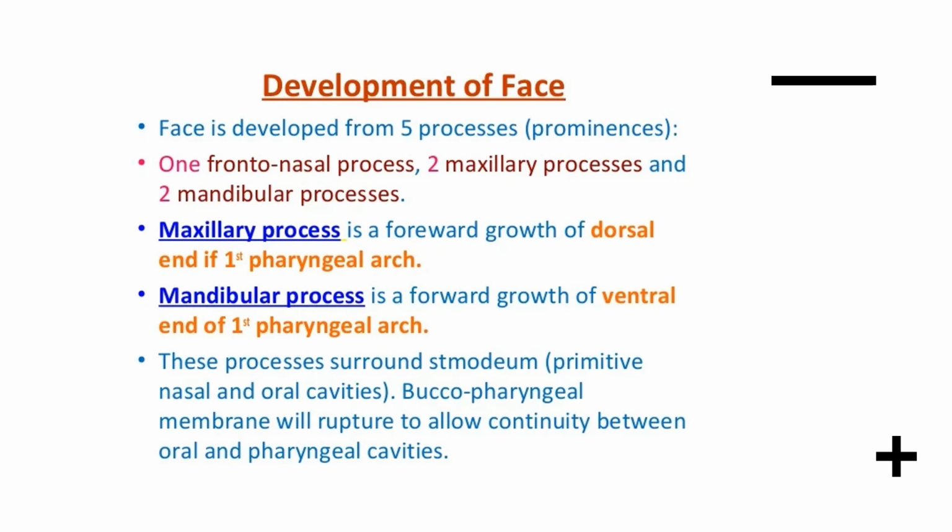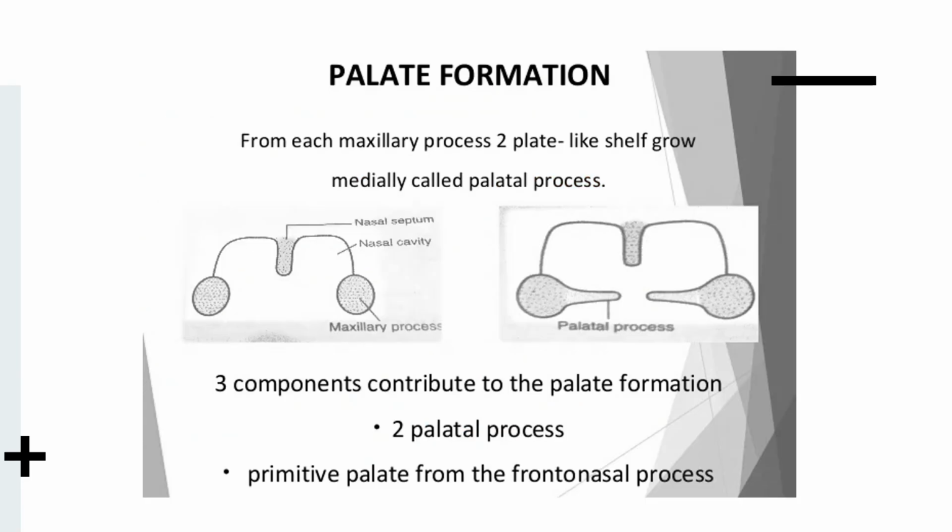So the maxillary process is a forward growth of the dorsal end of the first pharyngeal arch, and the mandibular process is a forward growth of the ventral end of the first pharyngeal arch. So both the maxillary process and mandibular process develop from the first pharyngeal arch. That is an MCQ point. Then again, palate formation, how it happens. So two plate-like shelves extend medially from the maxillary process, called the palatal processes. So 3 components totally contribute: 2 palatal processes, and the primitive palate is directly from the frontonasal process.